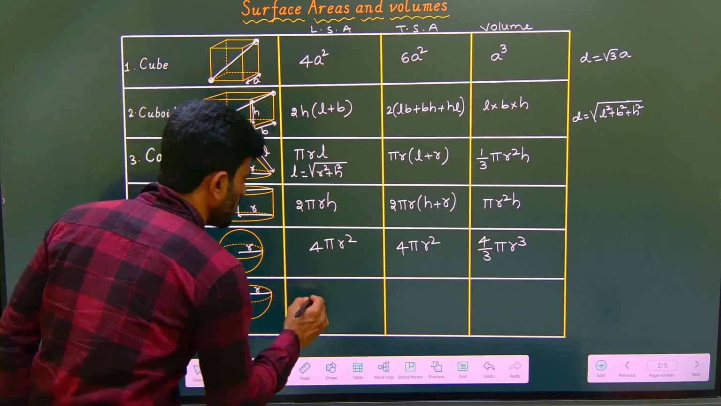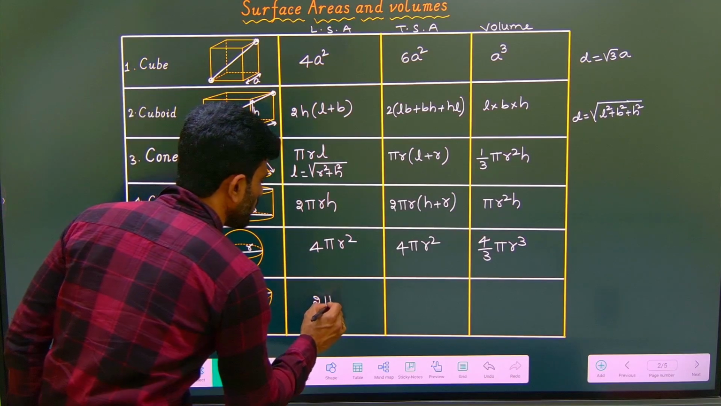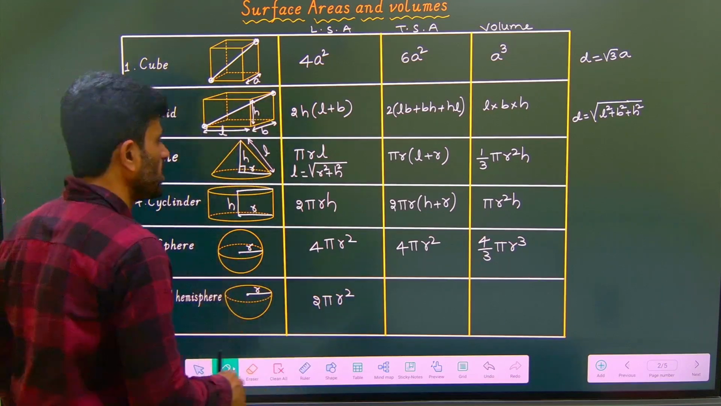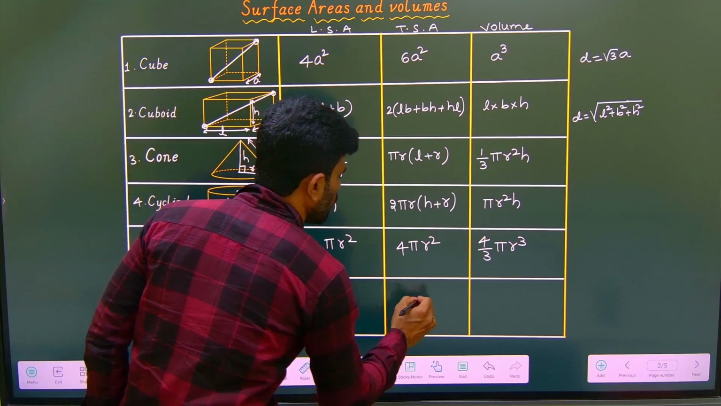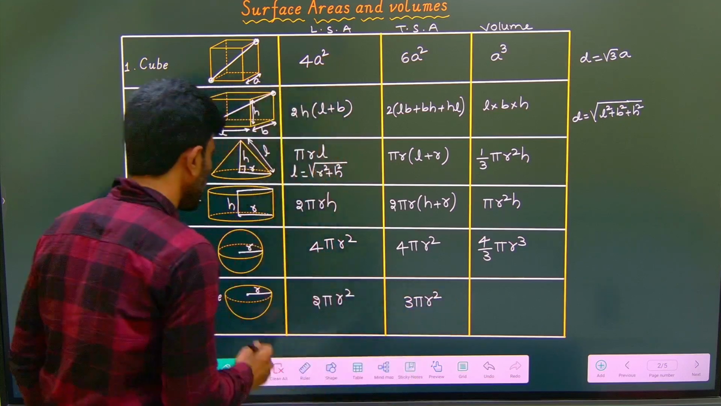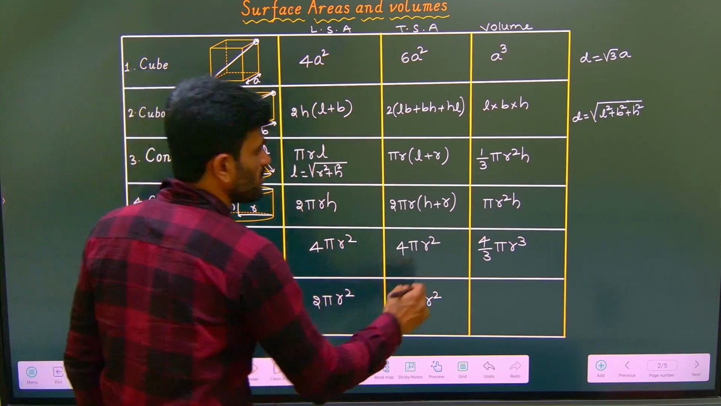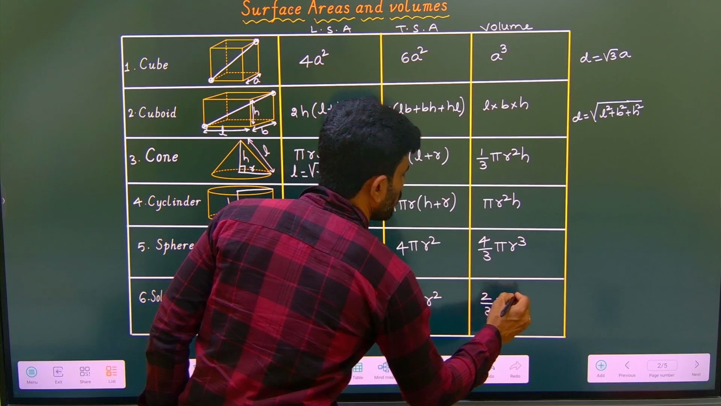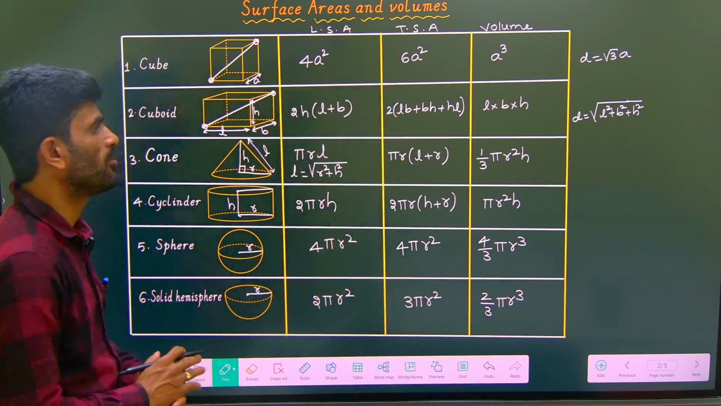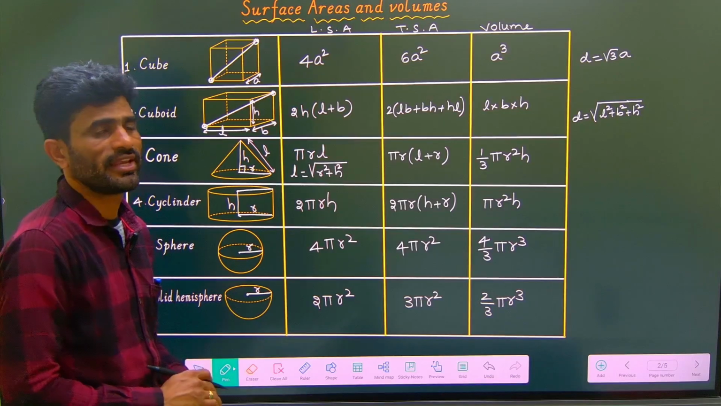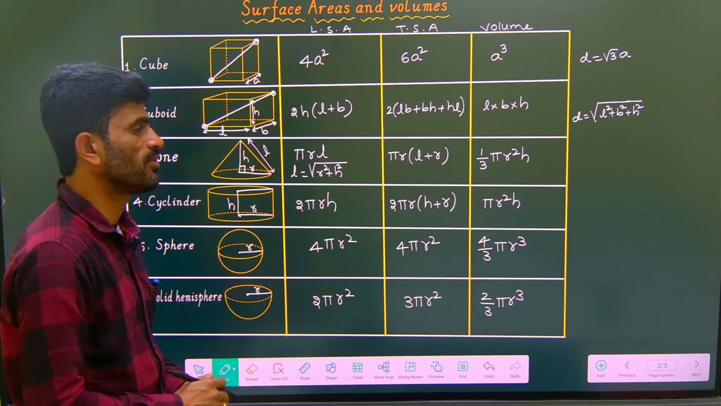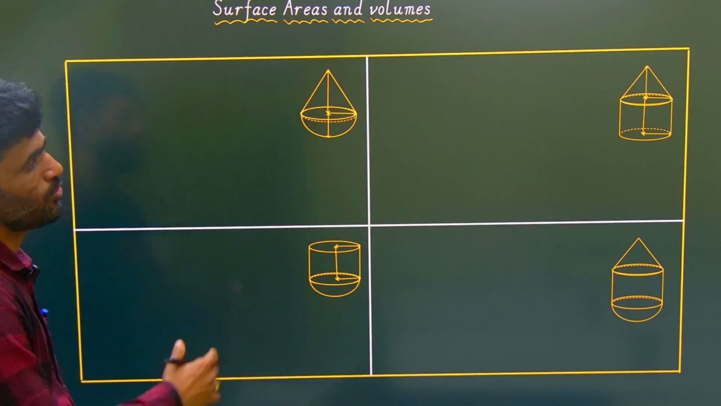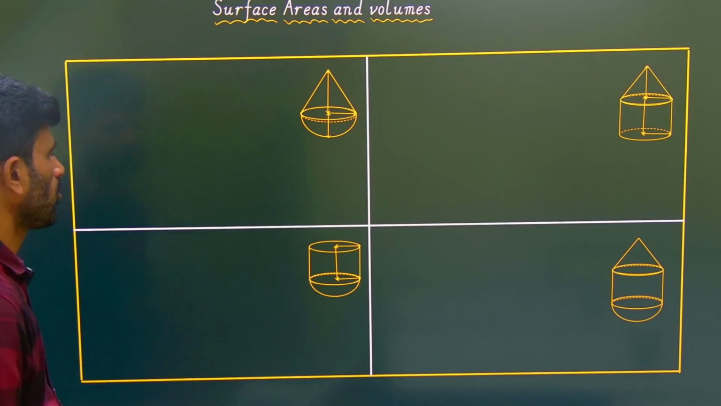Now lateral surface area or curved surface area of a hemisphere will be 2 pi r square. Total surface area of a solid hemisphere is 3 pi r square including top. And the volume of a solid hemisphere is half of the volume of sphere, that is 2 by 3 pi r cube. You have to remember all these formulae to find out surface areas and volumes of any type of combination of solids. Discuss how to find surface areas and volumes of these combinations.